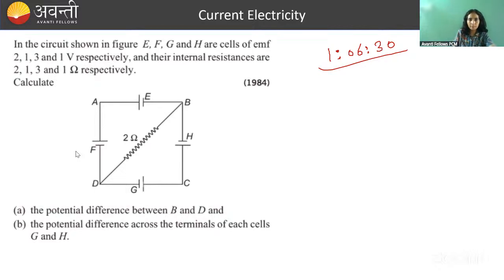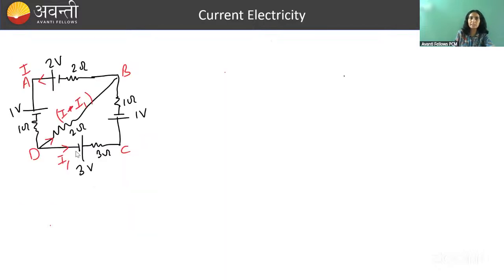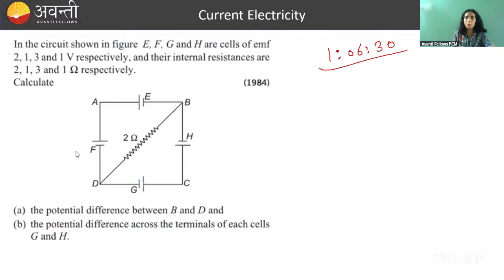Let us now do it together. So what is the question? We have a circuit given and we have to calculate the potential difference between B and D, and then we have to calculate the potential across the terminals of cells G and H. The simplest way that comes to our mind is to distribute the current. If you want to do current distribution, take out the current from any one cell, after that you simply distribute at branches, write KVL, you will get the answer. But how else can we do it?